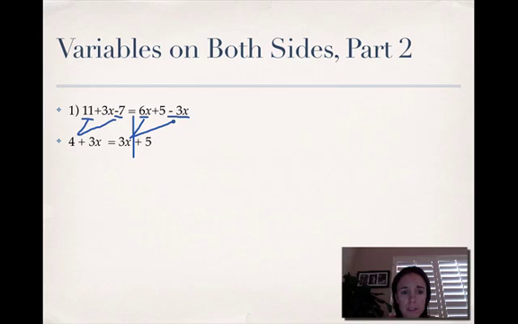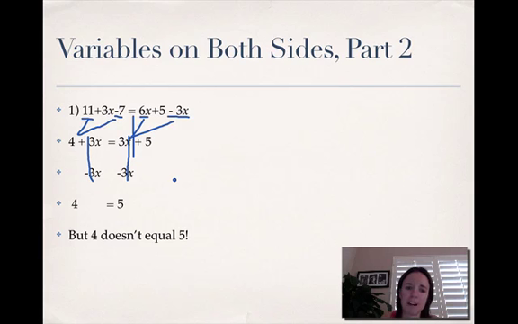Going back to what we learned the other day, I want to get my variables together. So I'm going to subtract 3x from both sides. That way it should eliminate from the left. But this funny thing happens, right? Because I've got 3x minus 3x on the left. That goes away. I've also got 3x minus 3x on the right, and that's going to go away as well. So I'm left with this statement that 4 equals 5. That doesn't make sense. 4 doesn't equal 5.